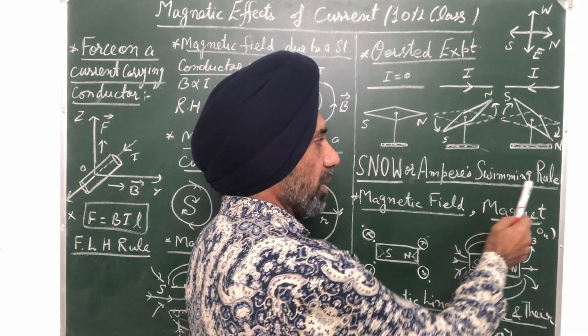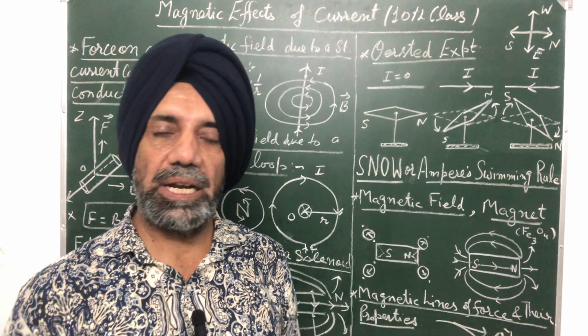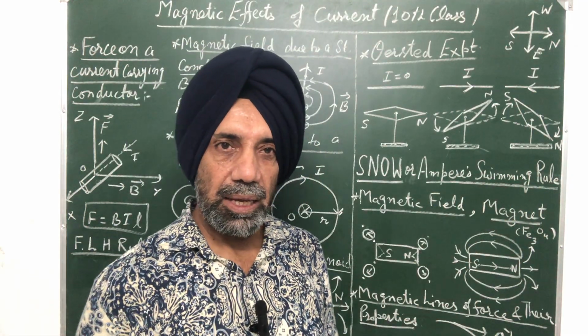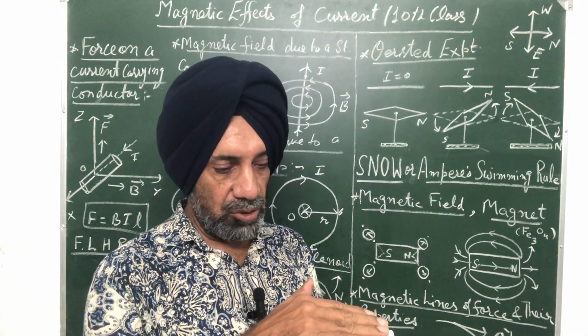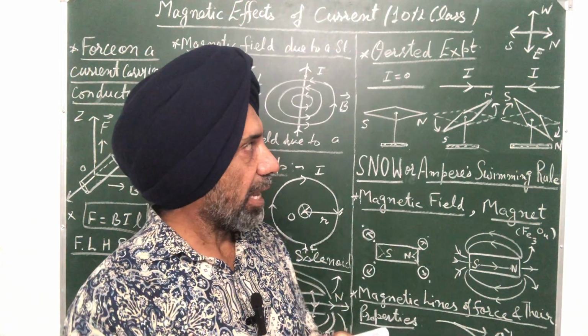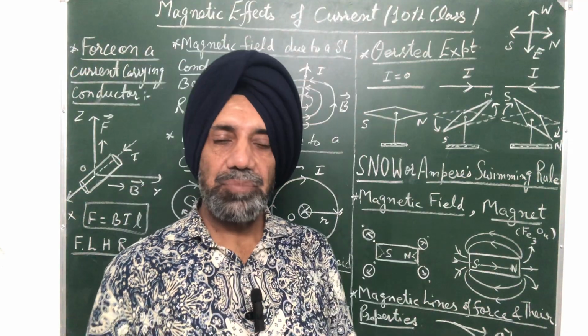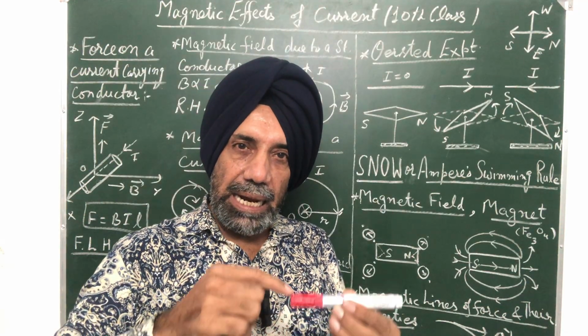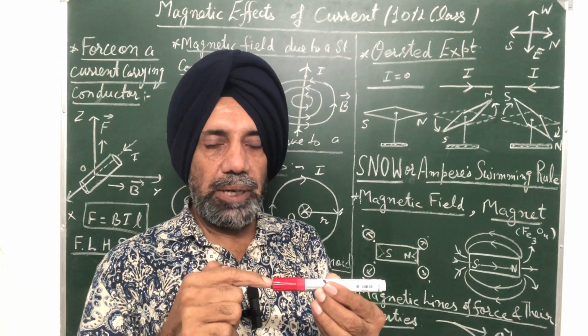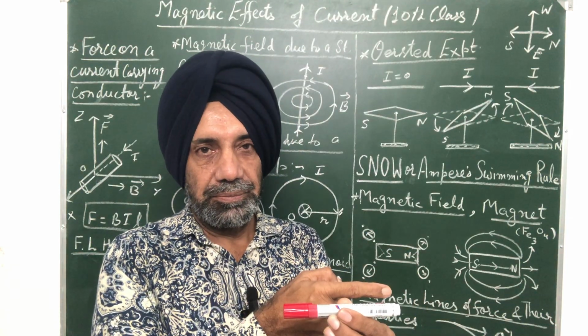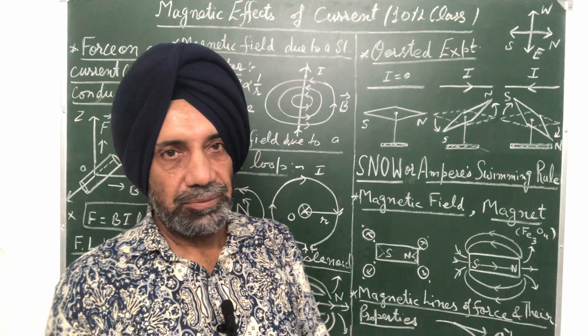Or we can use Ampere's swimming rule to know the direction of deflection of the needle, which states that suppose you are swimming above the needle and you are facing toward the needle, and current is such that it enters at your feet and leaves at your head. Then north pole will be deflected toward your left arm and vice versa.